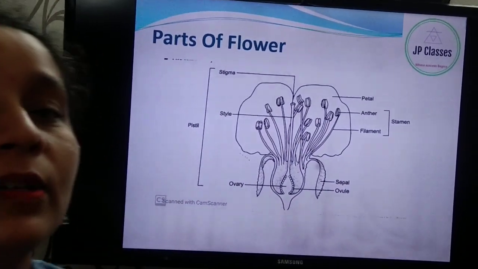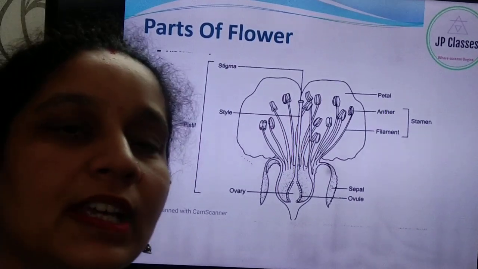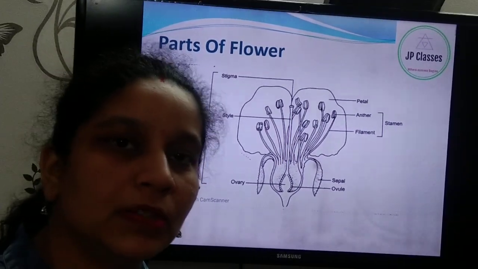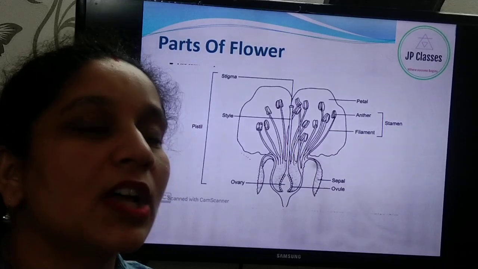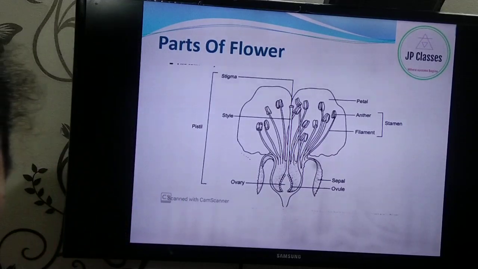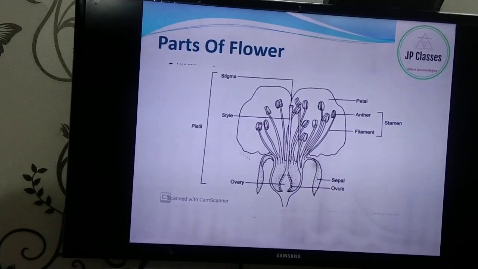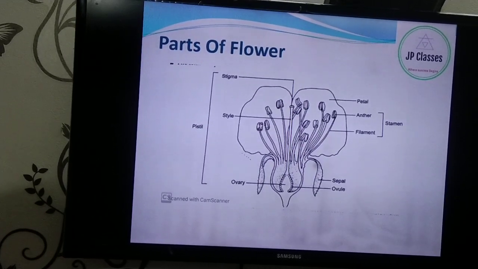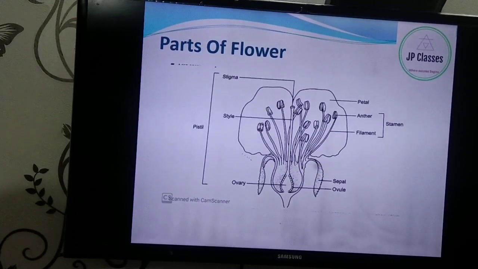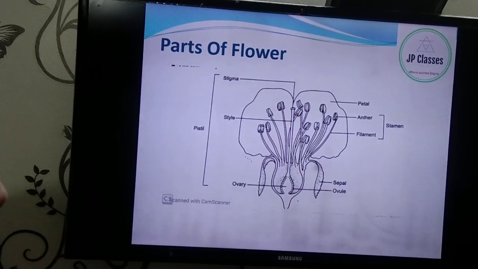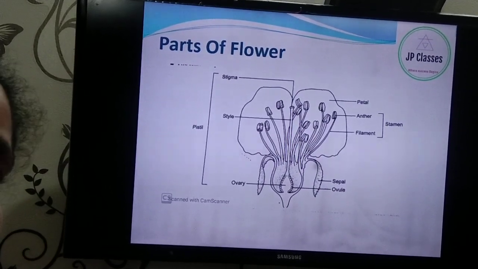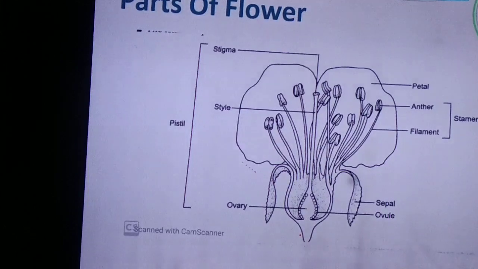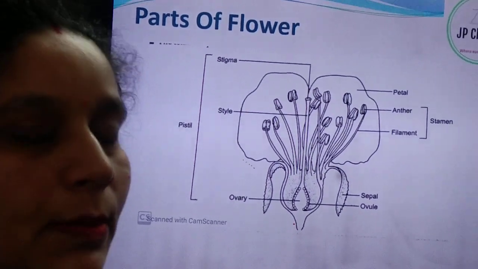There are four floral members of a flower, which are arranged on a central axis. The central axis is this one, known as the thalamus or the receptacle. This is the basal part on which the four whorls are attached. These are known as the thalamus or receptacle.